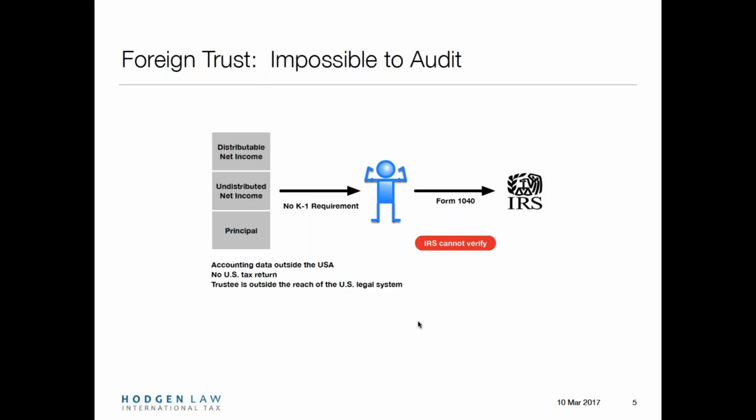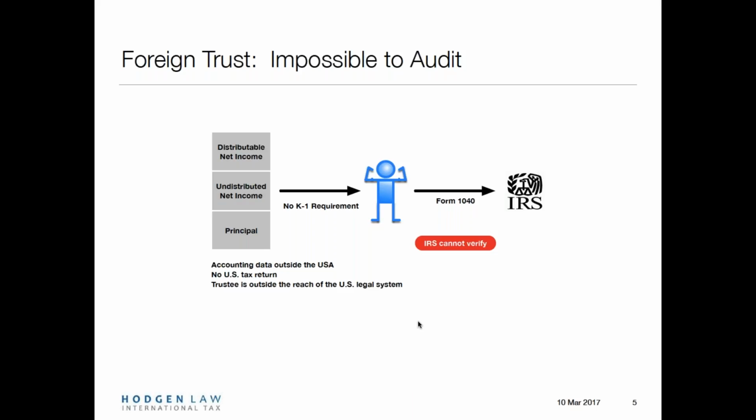Look at it from the foreign trust point of view. You've got a foreign trust with foreign assets, a foreign trustee, earning income from foreign sources. All the accounting data is outside the United States. It doesn't have to file a U.S. income tax return because it has no U.S. income. The trustee is outside the reach of the U.S. legal system, so it's not as if a U.S. judge can say, hey, show up and bring all of your books and records. And so the trust, as far as the IRS is concerned, is a giant black box.